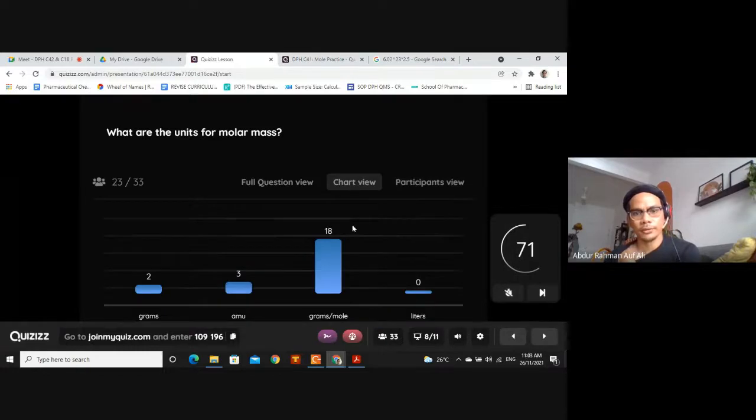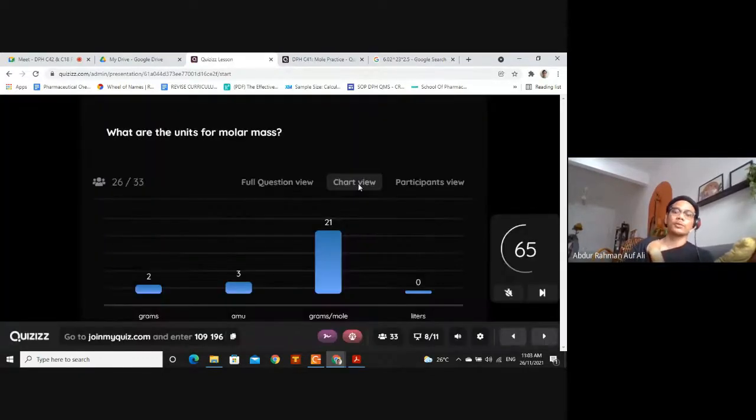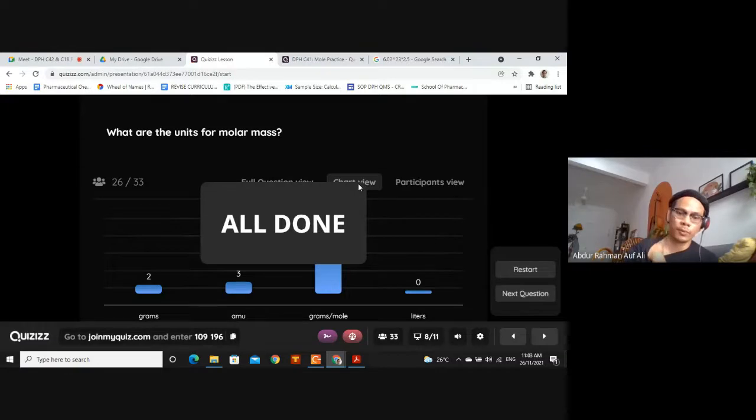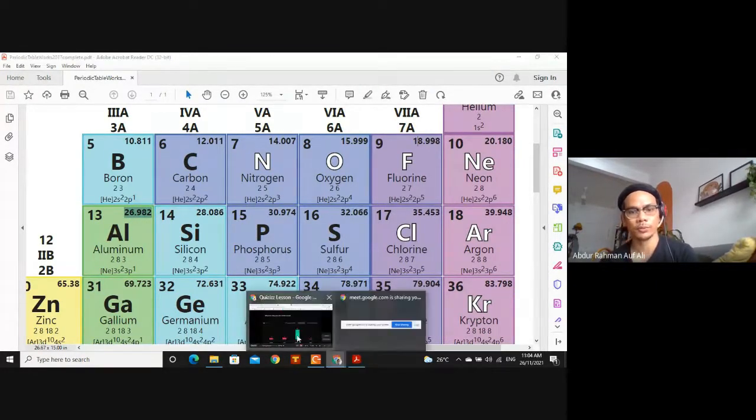Oh, many have answered. Okay, the answer is grams per mole. Correct. So if we are talking about molar mass, the unit that we use is grams per mole. If you look at the periodic table, the weight here is in grams per mole. So sulfur, the weight for 1 mole is 32.066 grams per mole. For neon, 20.180 grams per mole. For aluminium, 26.982 grams per mole. That's the unit that we use for molar mass.